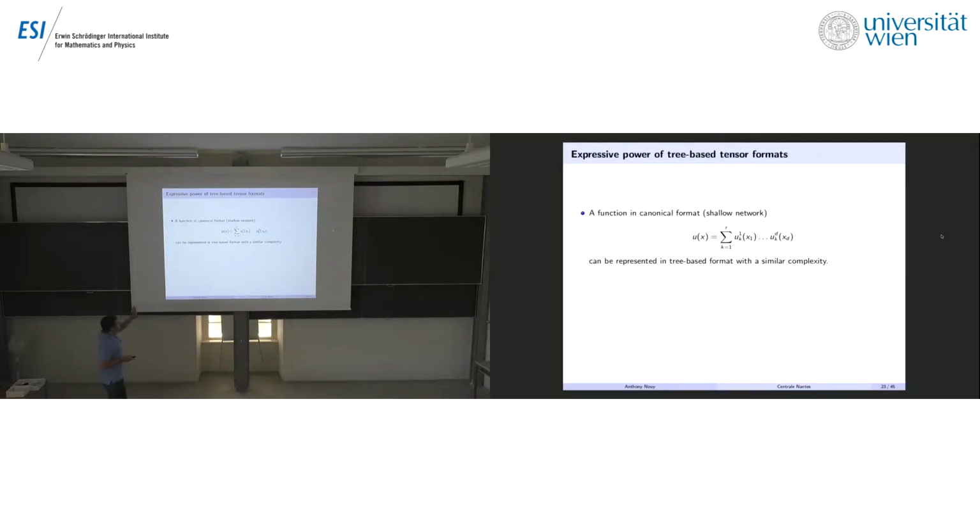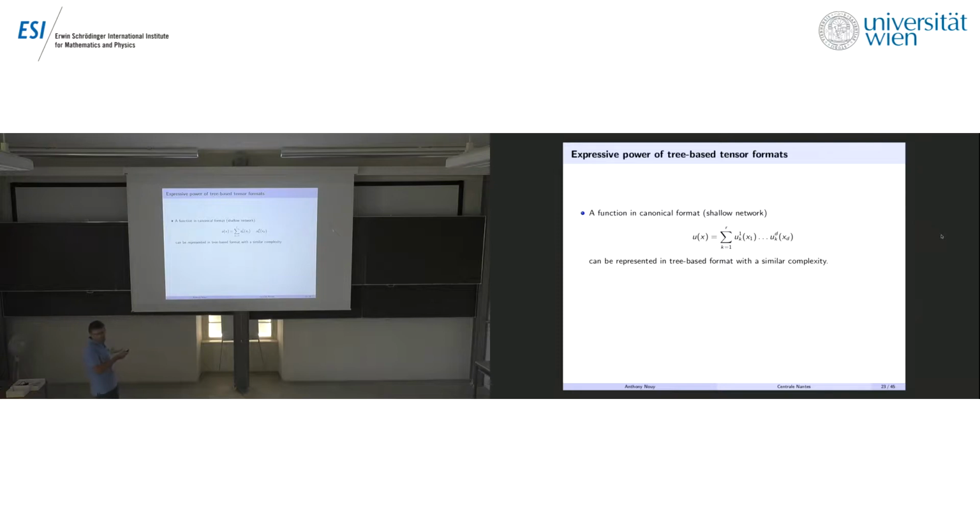So a first word: is it good to use a tree-based format compared to the canonical format? The canonical format was discussed by Wolfgang Dahmen in a previous talk. There are some nice results for some function classes for this, but there are also bad results, I would say. So the first thing to note is that any function in a canonical format like this, which is a sum of products of univariate functions, can be encoded with a slightly higher complexity in these tree-based formats. Okay, you will lose a little bit.